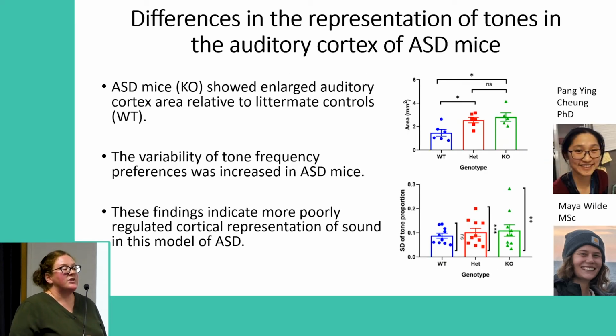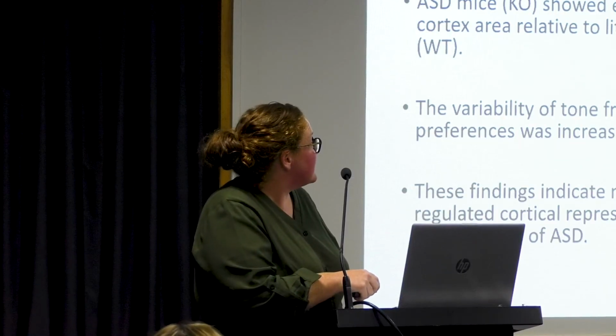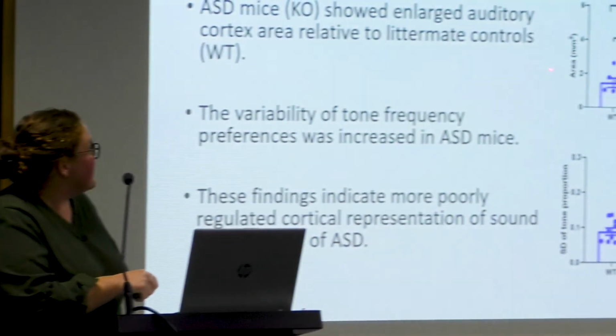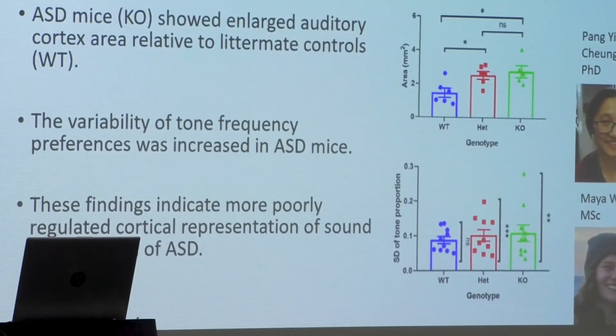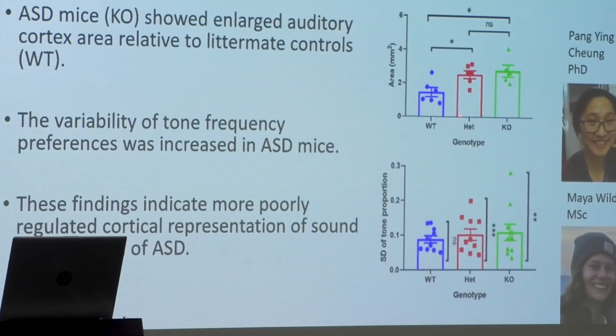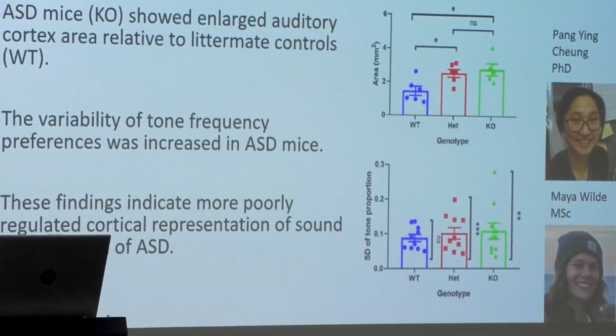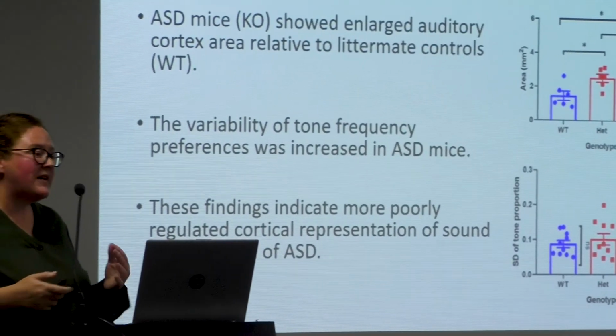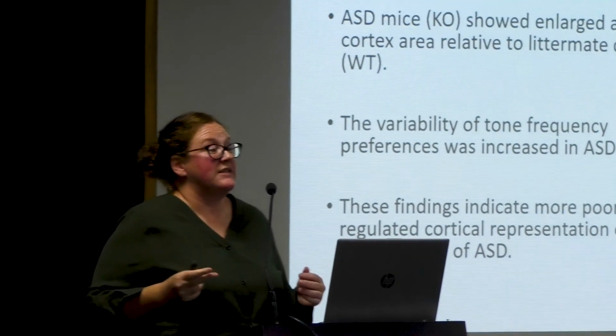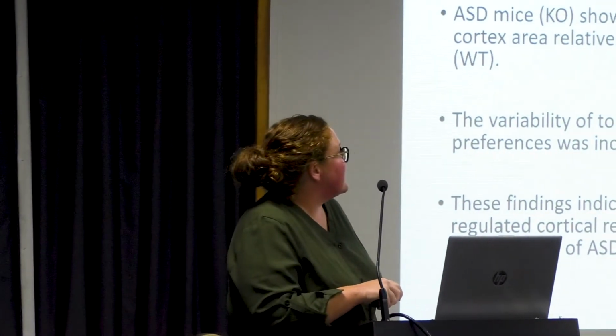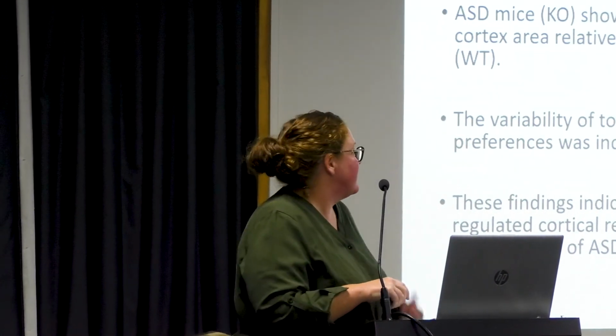What she found when she compared the autism spectrum disorder mice to wild-type or neurotypical mice is that the area being activated by sound was larger in the ASD mice. So here's the wild-type mouse, this is the area, and you can see that for the ASD mice it's a larger area that's being activated. The het in red are mice that have one gene affected, and the knockout has two genes affected. So you can see that they have an intermediate phenotype here.